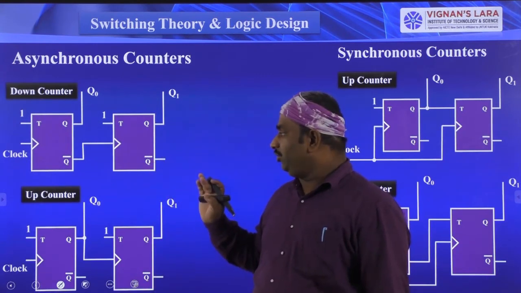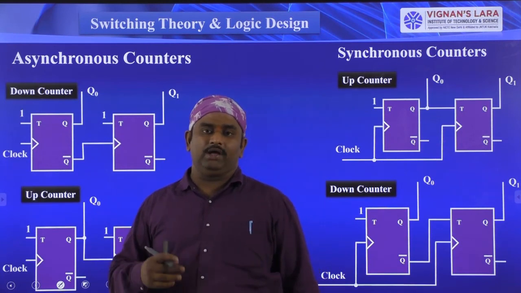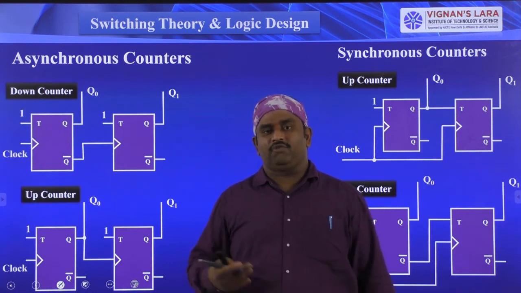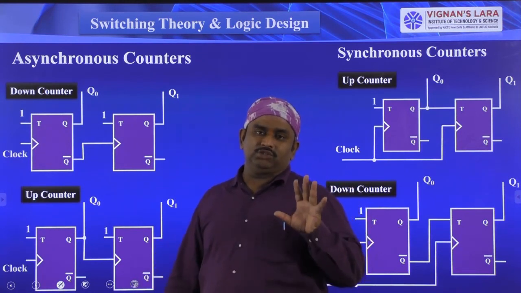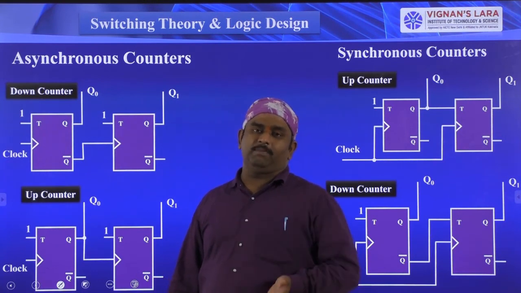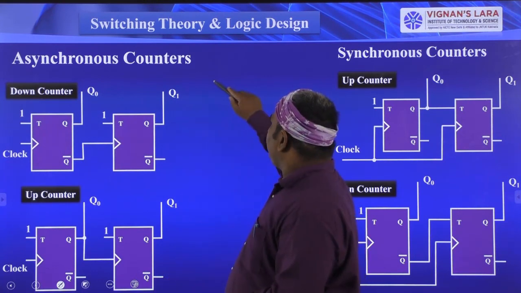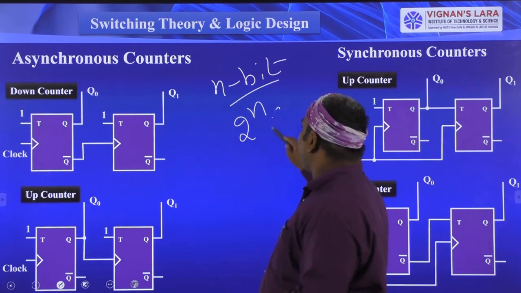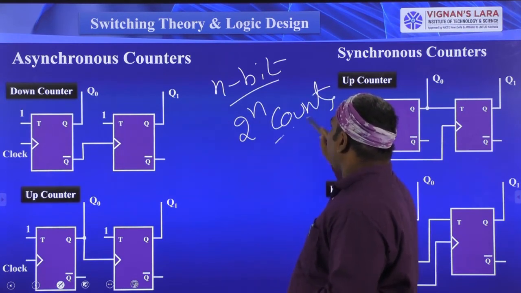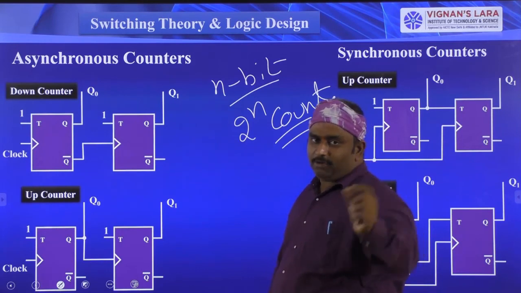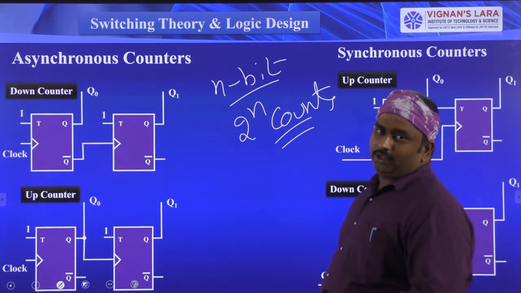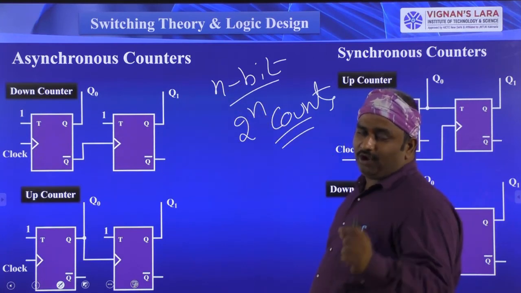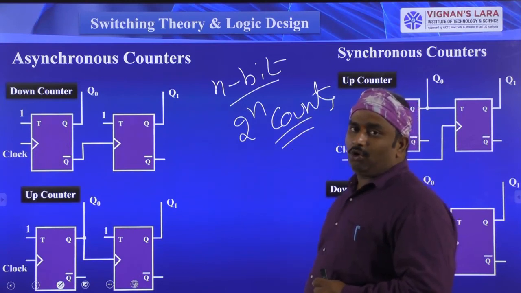When you are doing the counting operations, for example, 3-bit counting, 4-bit counting or 5-bit counting, that is, if you are taking 5 bits, you can perform 2 power 5 counts. So, for example, if you are taking an n-bit counter, you can do 2 power n counts. It is a very simple thing. If you are taking a 5-bit counter, you can do 2 power 5 counting operations, that is equal to 32 counting operations.